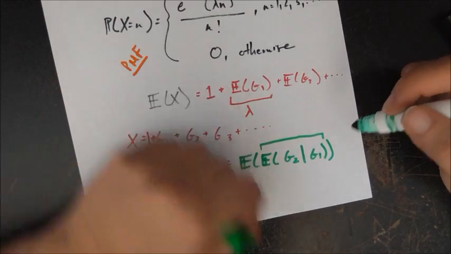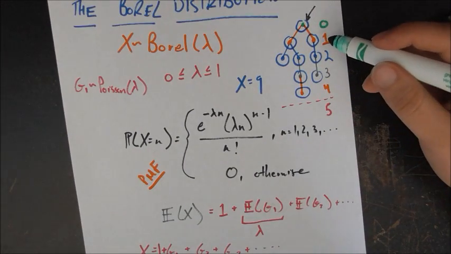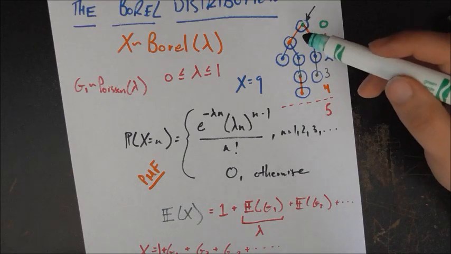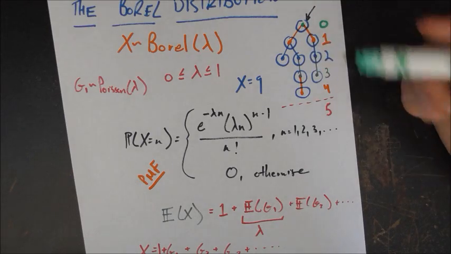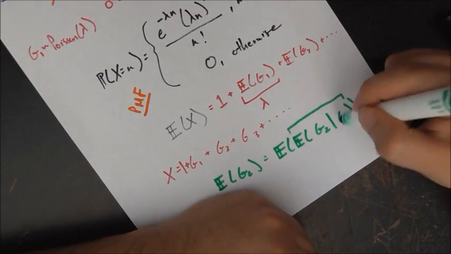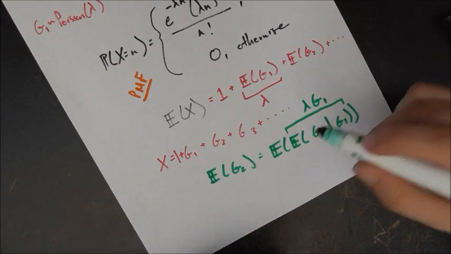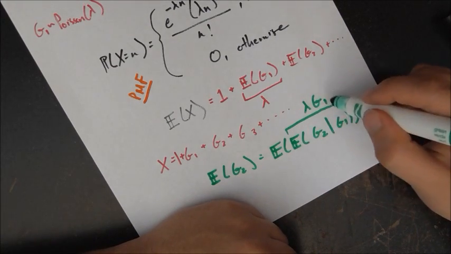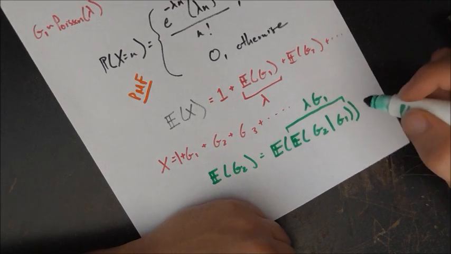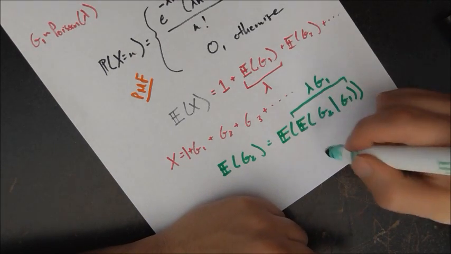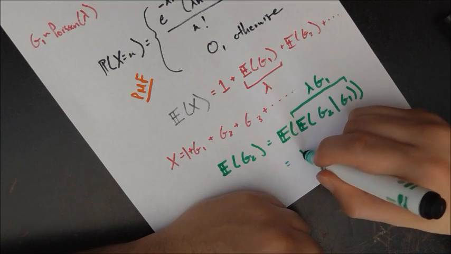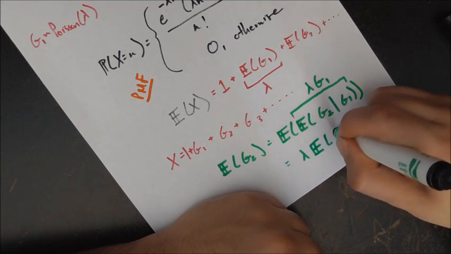So if we know there's g1 people in generation 1, then each of them on average produces lambda people. So we're going to have lambda g1 people. So this guy right here, the inside expectation is just lambda g1, okay? And then we're taking the expectation of this. We want the expectation of lambda g1, which is just going to be, this lambda can come out since it's a constant, so we'll have lambda times the expected value of g1.